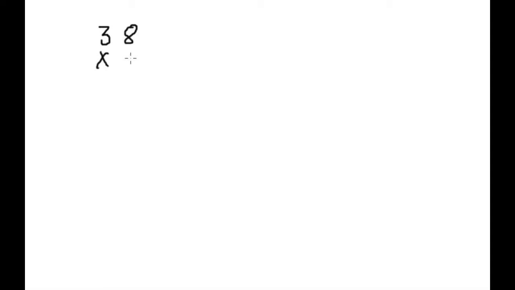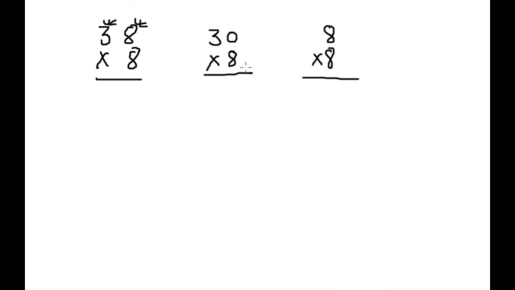38 into 8. So first we will do 30 into 8. Why are we doing it like this? Because here 3 is in the tens place and 8 is in the ones place. So we are doing 30, and 8 has no 0 because it's in the ones place. This will help you in calculation without mistakes, so you can try this in your calculation.